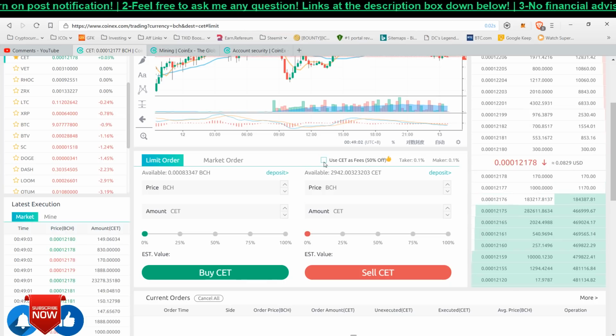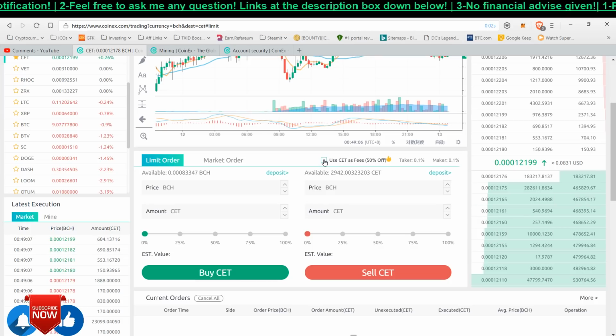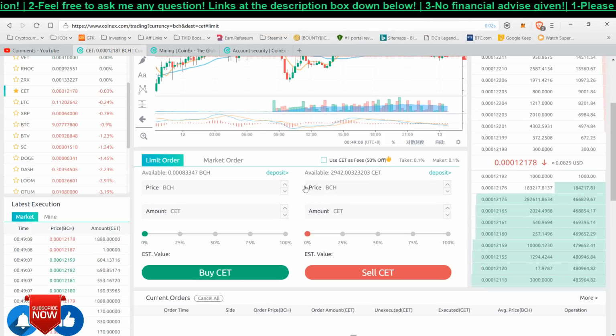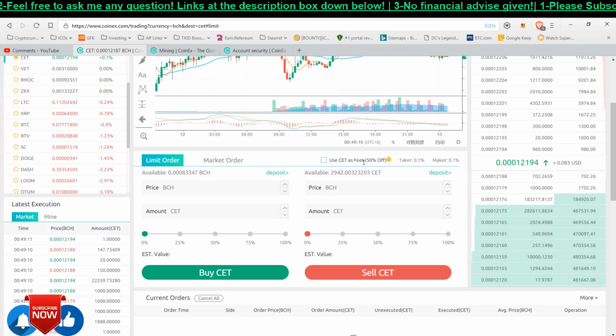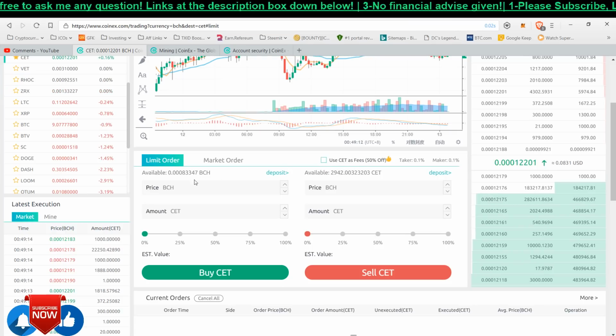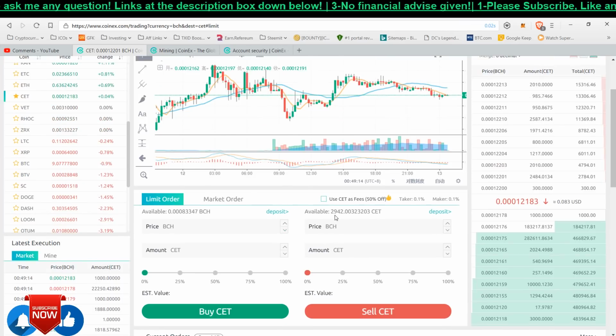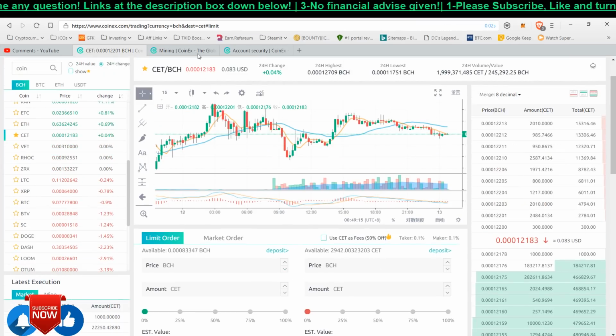And after that, you can use CET token as a fee. So 50% of the fee is gonna be paid by CET. I would not really suggest you to use it, because just keep whatever CET you have, and of course just hold it and get those free dividends.